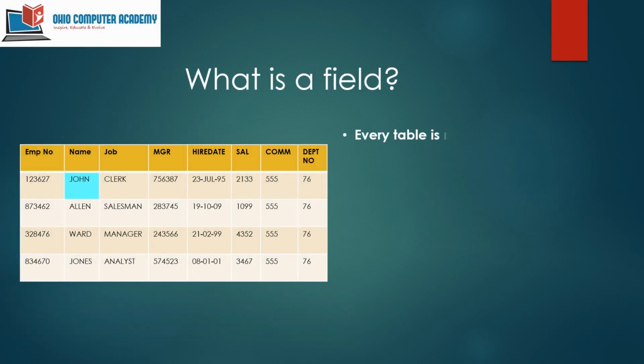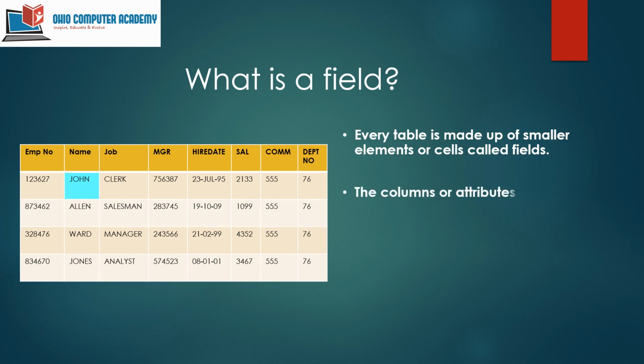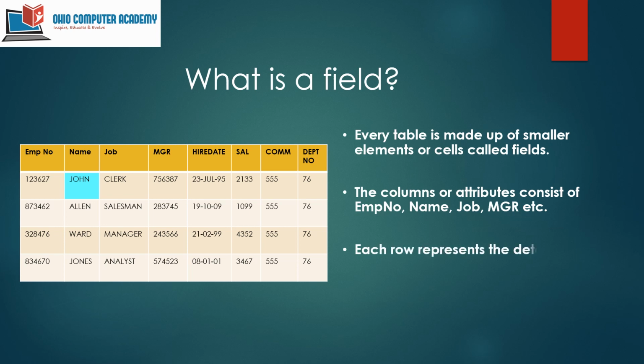Every table is made up of smaller elements or cells called fields. Sometimes columns are referred to as fields too. The columns or attributes are displayed in the vertical direction, and in this table consist of employee number, name, job, manager, etc. Each row displayed in the horizontal direction represents the details of a single employee according to the attributes.